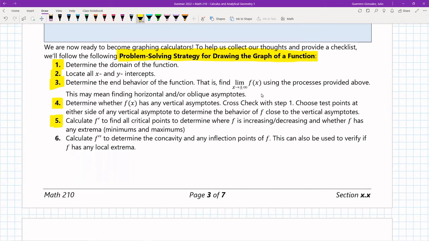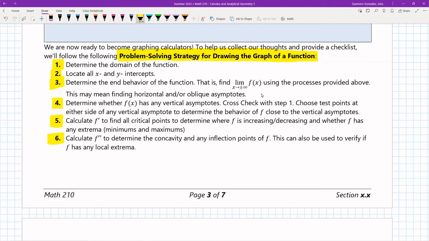Number 5, find all critical points, and using the critical points, use the test for increasing or decreasing from our previous section to determine when the function is increasing and when it is decreasing. Find any extrema that you might have. And the very last step, number 6, is to calculate the second derivative and find where you have concavity changes and any inflection points. You can also use this to find any other local extrema.